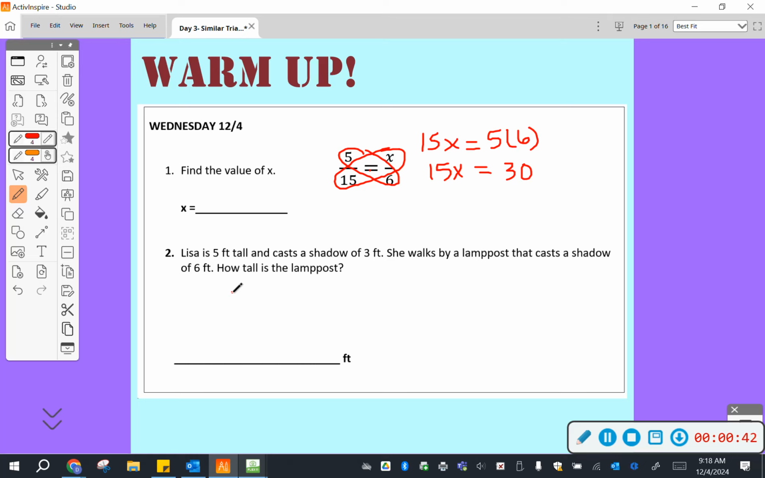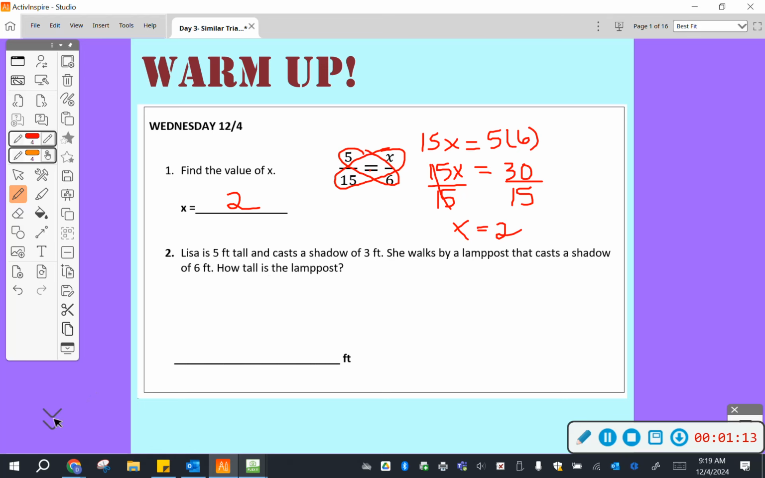Alright. How do I get x by itself? Divide by 15. And then what is 30 divided by 15? 2 is my answer. Do I have any questions about cross multiplication? You have a quiz tomorrow at the end of class, and you'll have a couple questions over that.